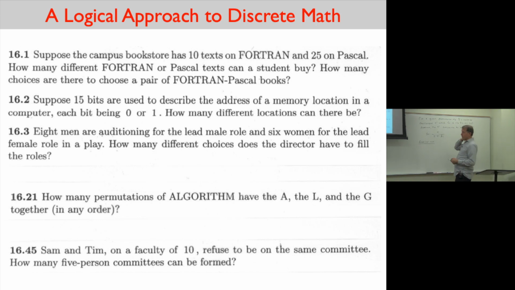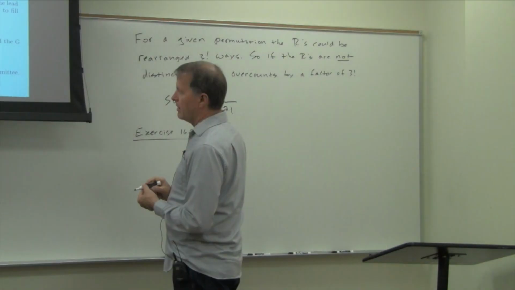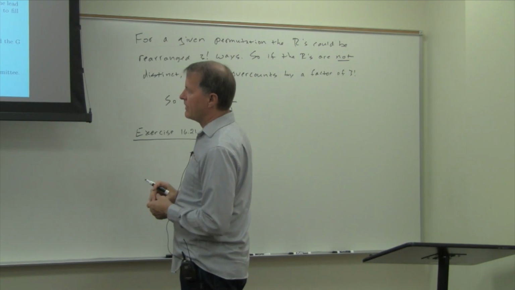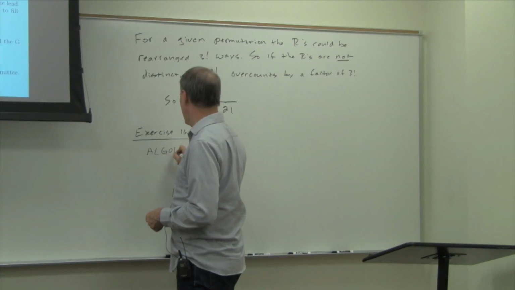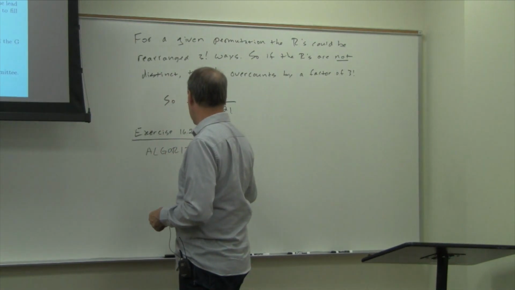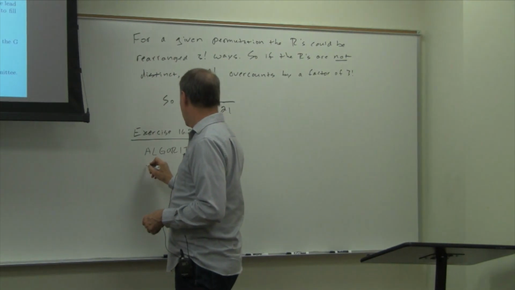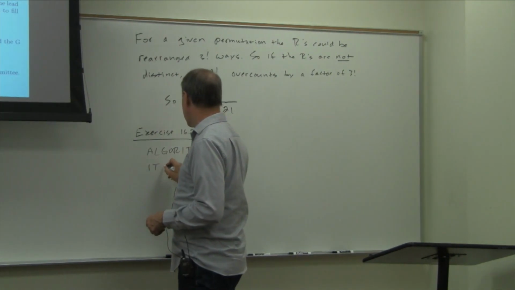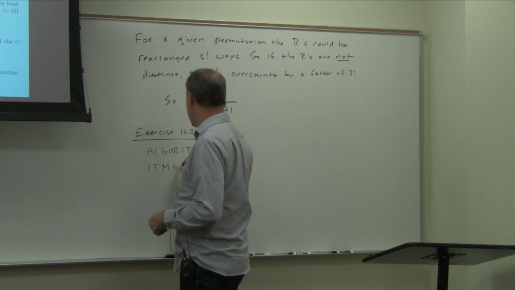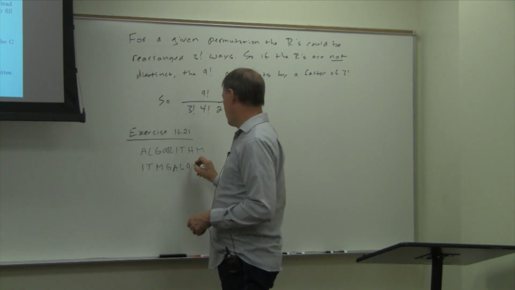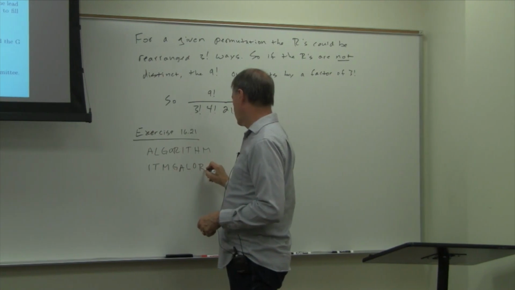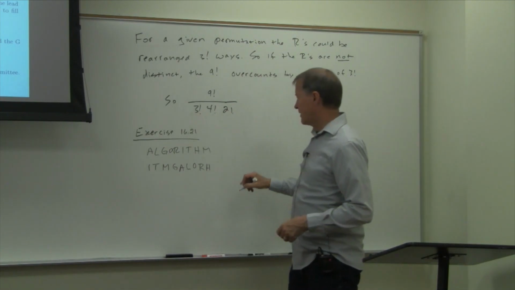So let's write down some of the permutations that they're talking about. How many permutations have it together? Here's one possibility: A, L, G, O, R, I, T, H, M. Here's another one: I, T, M, G, A, L, O, R, H. Does that get them all? Now, does everybody see that?